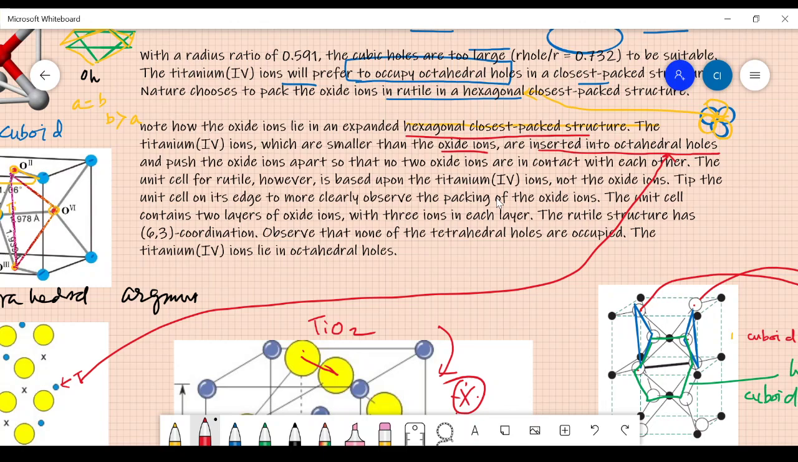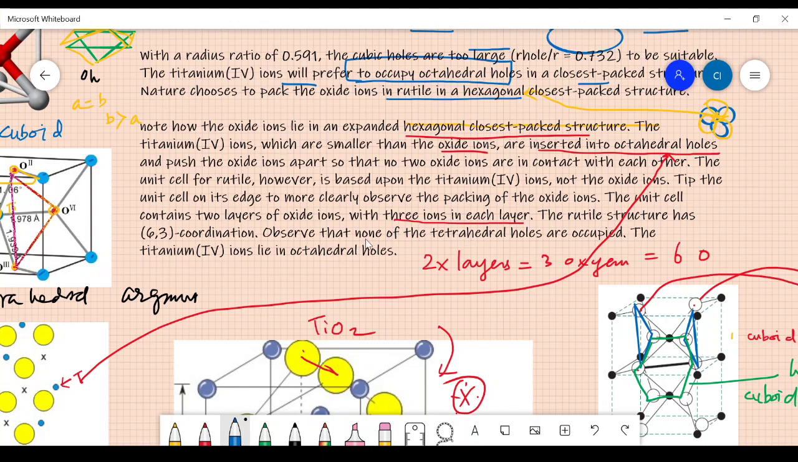The unit cell contains two layers of oxide ions, three ions in each layer. So the rutile structure has 6:3 coordination. The rutile structure has two layers of oxygens, with three ions in each layer. Therefore it has 6 oxygen atoms.